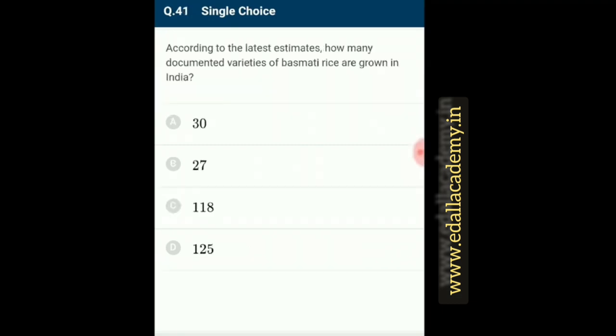Question number 41. According to the latest estimates, how many documented varieties of basmati rice are grown in India? Rice is an important food grain forming a staple diet in the Asiatic continent. Rice is a rich source of carbohydrates. One of the best known variety groups of rice is basmati. It is known for its unique aroma and flavors. India exports 65% of the overseas basmati rice market. Around 27 varieties of basmati rice are grown in India, and ancient text, poetry and folklore have references to basmati rice. So the answer is option B, 27.